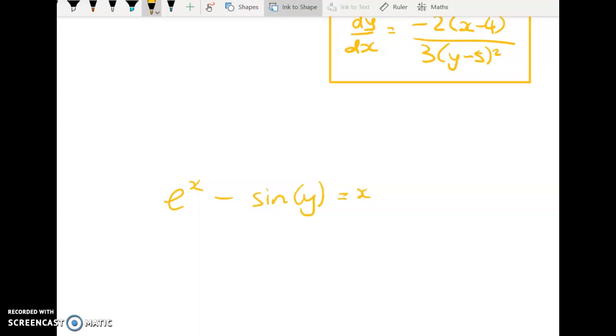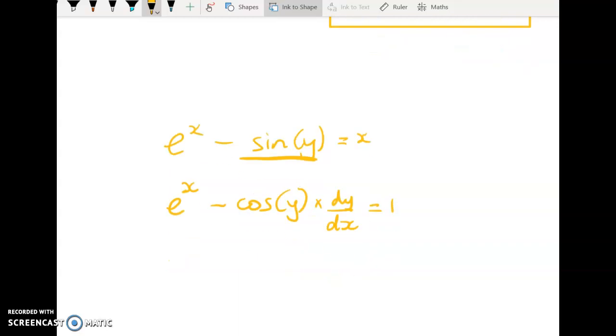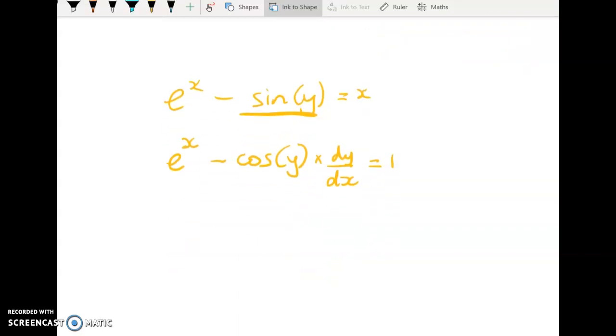So we just differentiate each term with respect to x. e to the x differentiates to give me e to the x. Here, we differentiate with respect to y, and we get negative cos y, and then we have to multiply by dy by dx, and here we get 1. Rearranging gives me negative cos of y dy by dx, put my brackets back in, equals 1 minus e to the x.